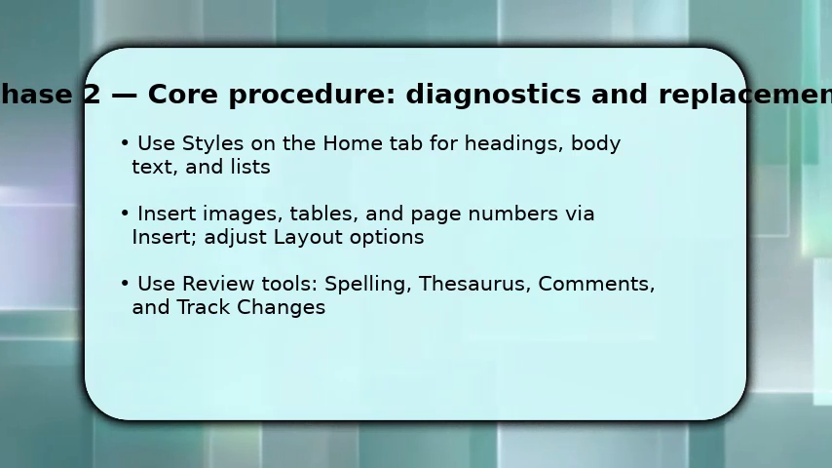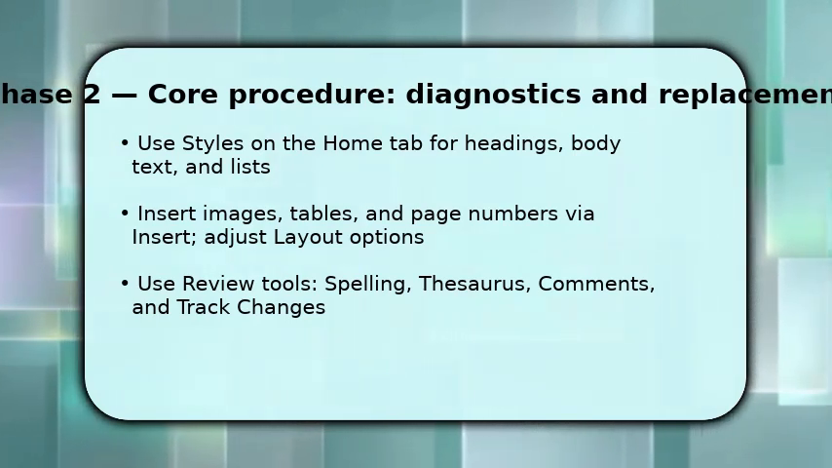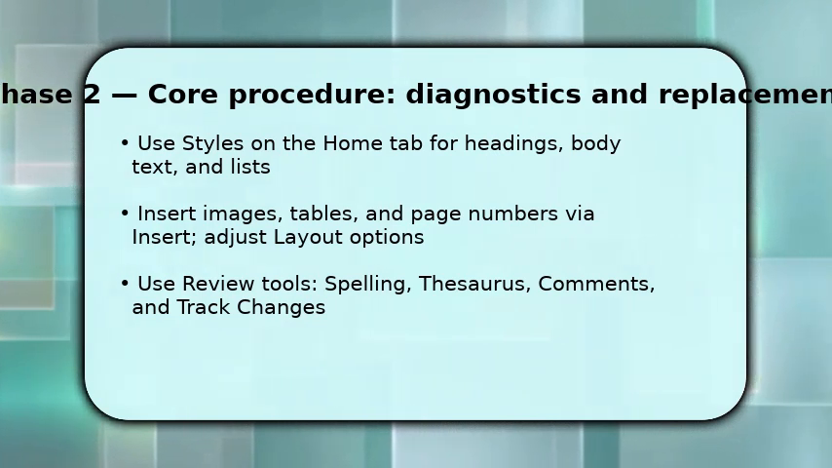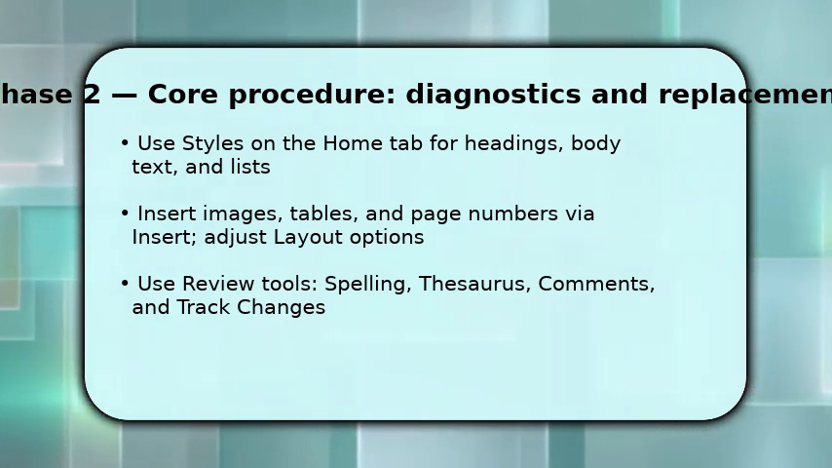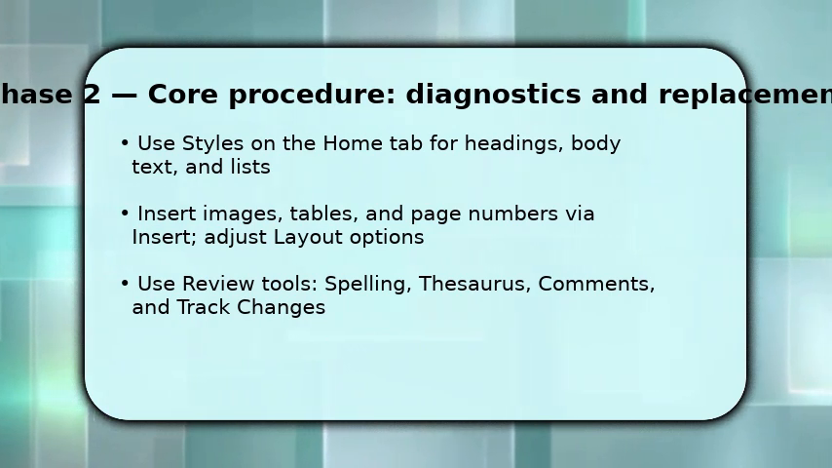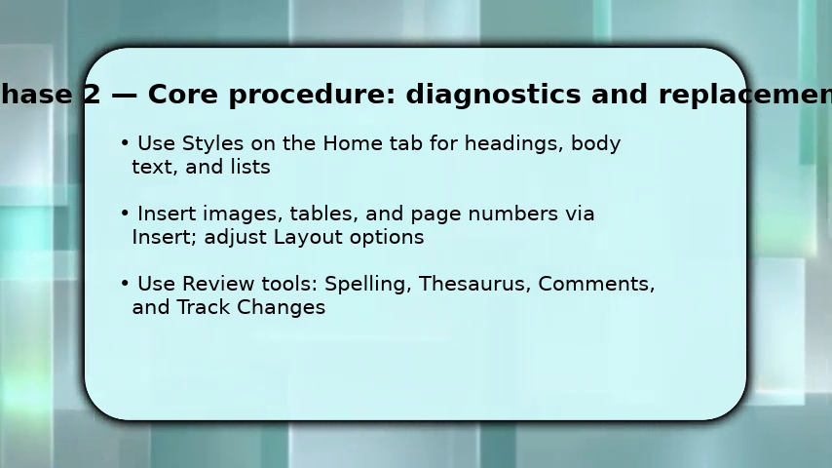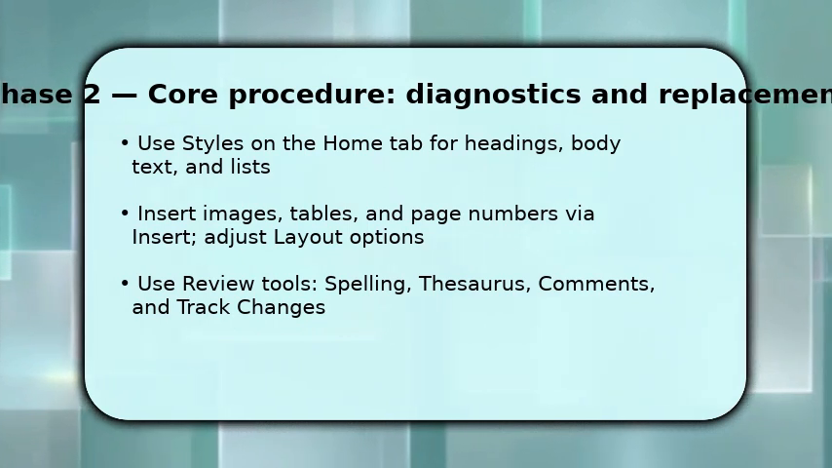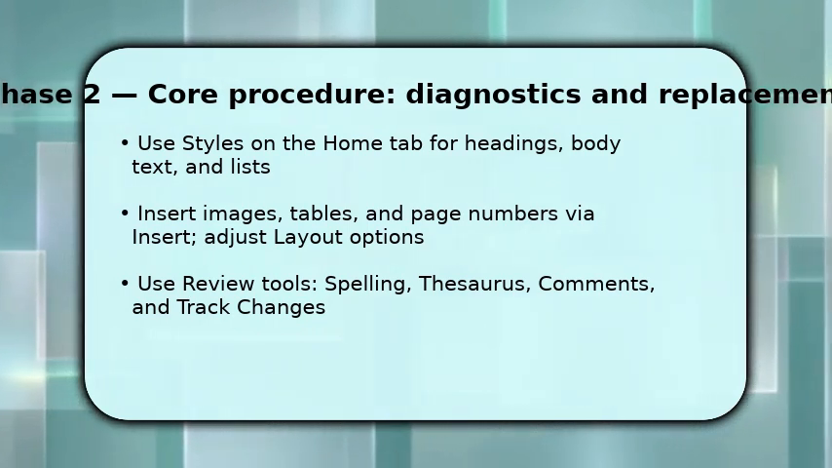Now you build content. Type your text and apply styles on Home to keep structure. Heading 1 for titles, normal for body. Insert images or tables from the Insert tab and use layout options to wrap text. This controls flow and readability. For long documents, insert page numbers and a table of contents that updates automatically.